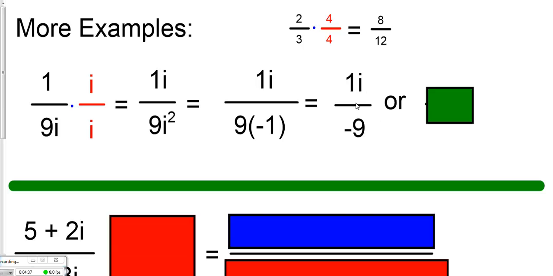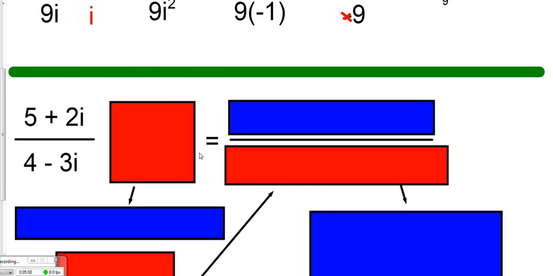So i over -9. Now again, like before, we can move this negative up to the top. We could also, if we needed to, move it out front, or we can call it -1/9 i. Any of these will work.